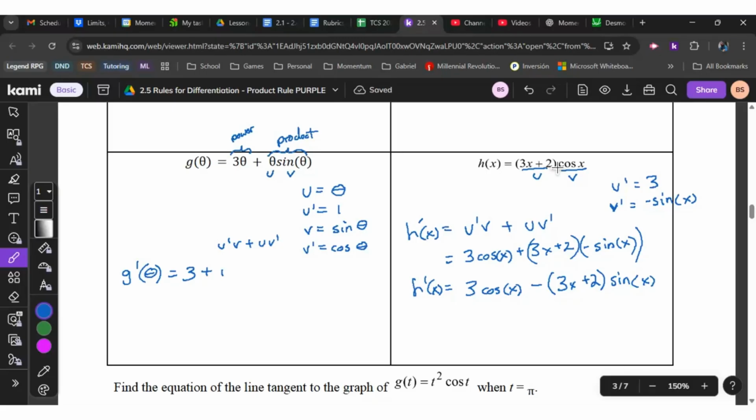And then v is sine. Plus u is theta, and v prime is cosine of theta. Now, do I need to put this 1 in front of the sine? Do I have to have it there? No, I can. It's not wrong. So if it's easier for you to think of it as being there, leave it. If not, take it out. It just means 1 times sine, which is just sine, right? But that would be our derivative now. How you guys feeling? Making sense? Yeah?